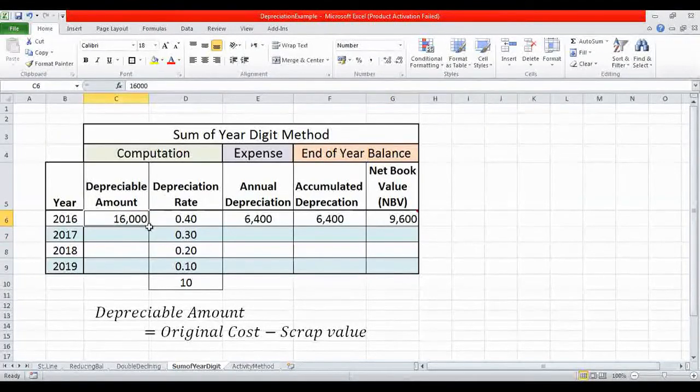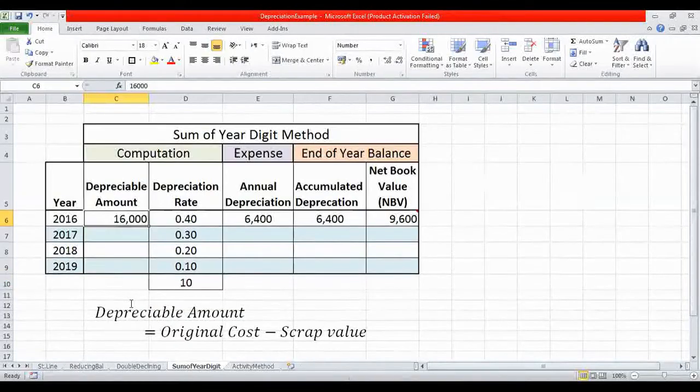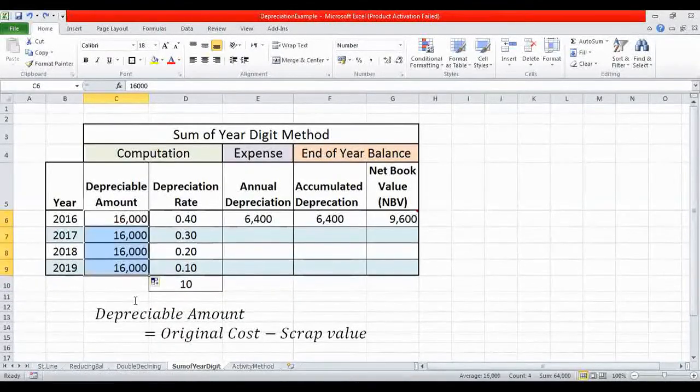Rather, we are going to use the same 16,000 for all the years. So 16,000 again, the formula remains the same. So let's do this. It is going to give us 4,800.